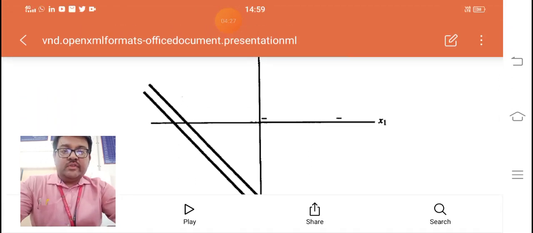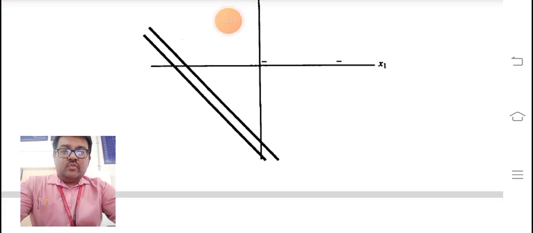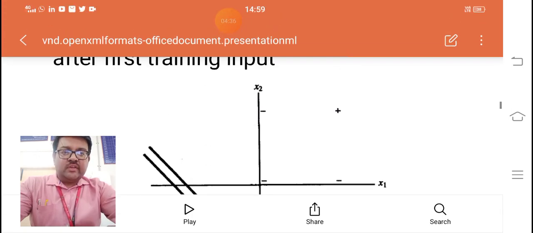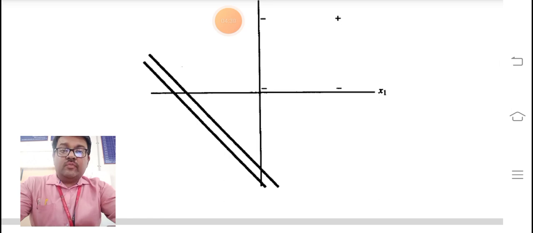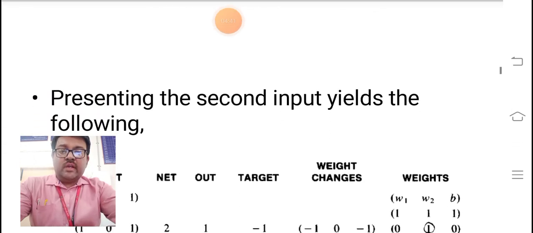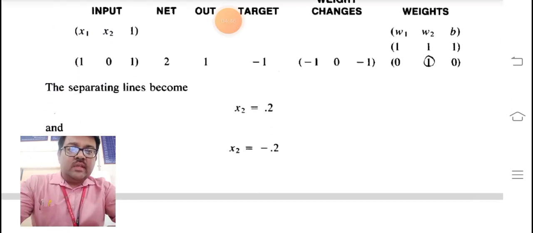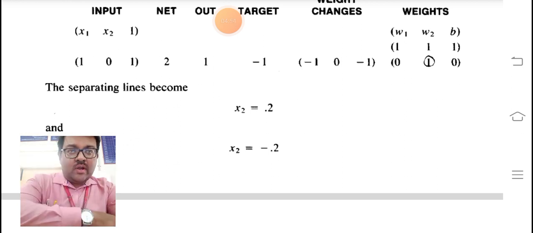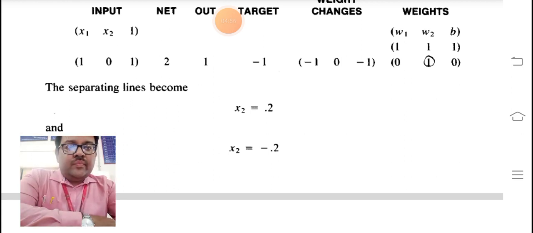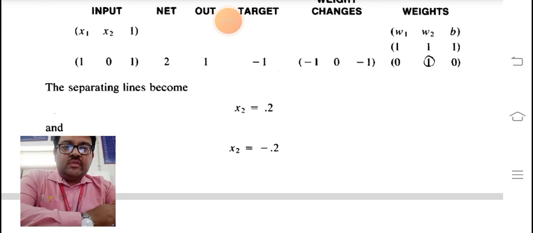After plotting the equations of the two lines, you get lines like this, and note that the x-axis is x1 and the y-axis is x2. So this is for the first input. Now you know there are 4 inputs in a 2-input AND gate. Now you need to do it for the second input. 1 0 1, you get net as 2, out as 1, target as -1. Now compare output and target. Of course, they are not the same, so there is an error.